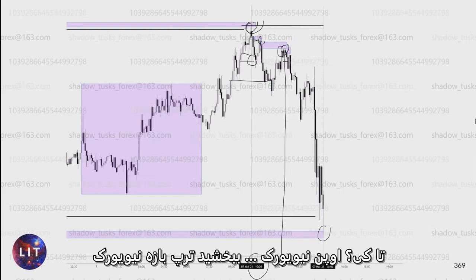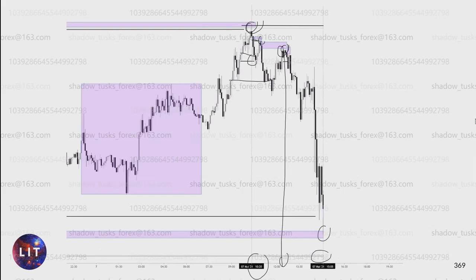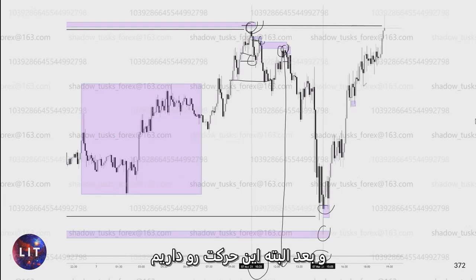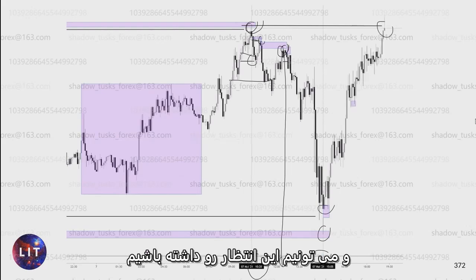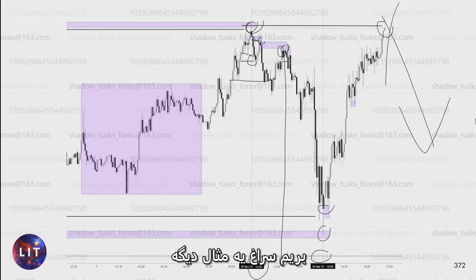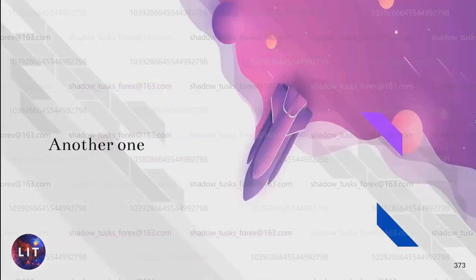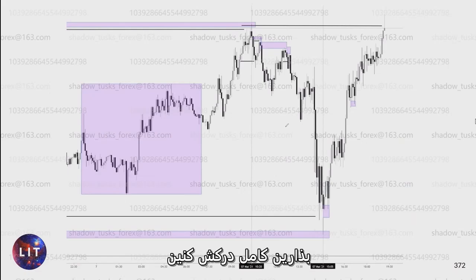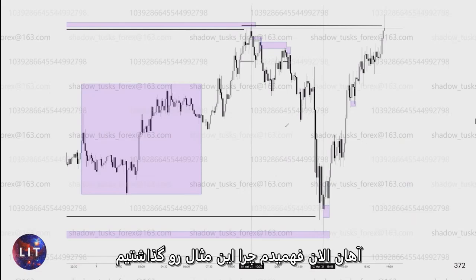Until when? New York open, New York trap time, sorry. And again, mitigation of the inducement all over again. And then obviously makes this push in here. And of course, then you can expect after that, but the day is over. Okay. And another one, like look at this. And now closely, take this one. Let that sink in. I now remember why I put that one in.